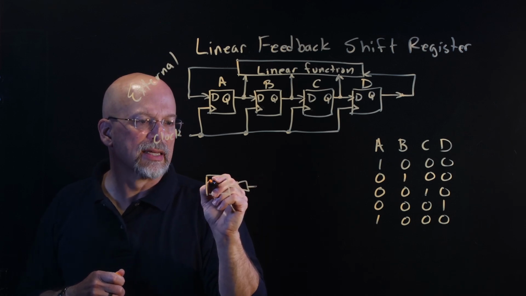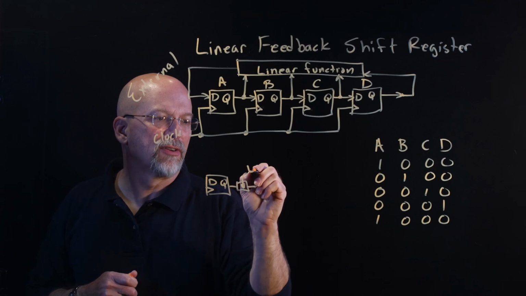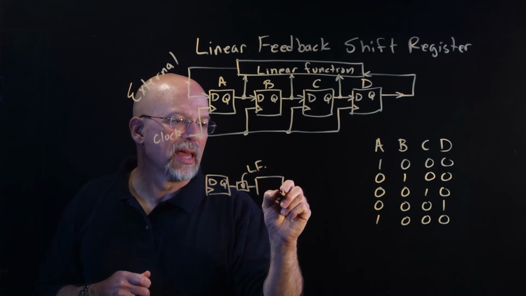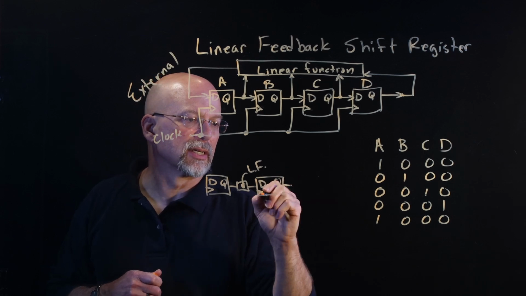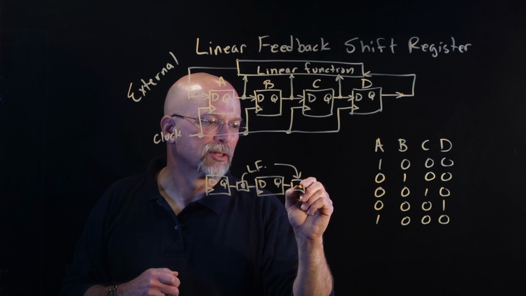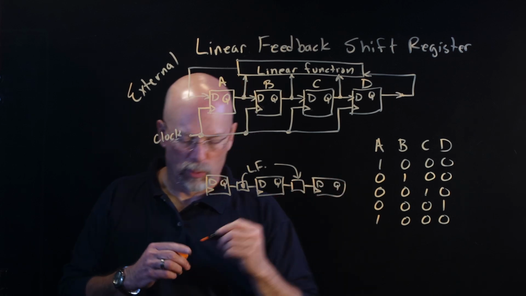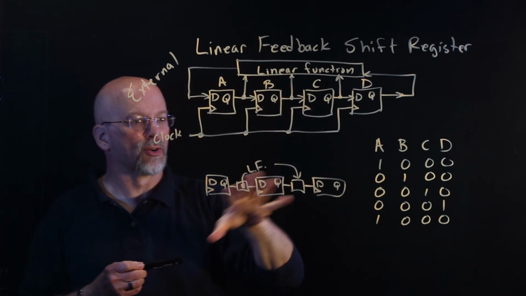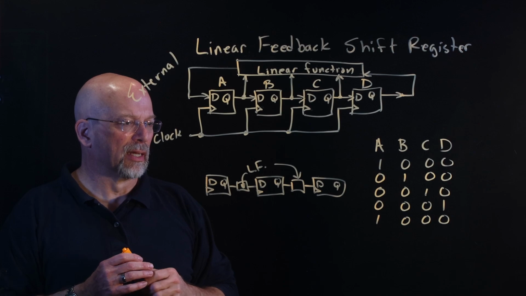So what you've got is the D, Q, and clock, and then you've got a linear function here, and then it goes into the next D flip-flop, D clock and Q, and then you've got another, different linear function in here, and it goes to the next D latch and so forth. Well, the one we're going to talk about is the external. This is the internal. We may talk about that in a later video.